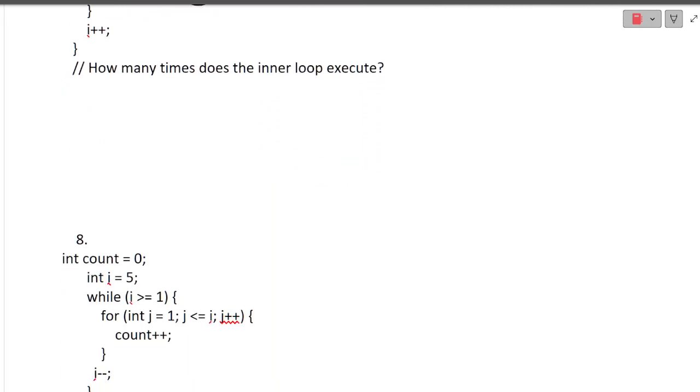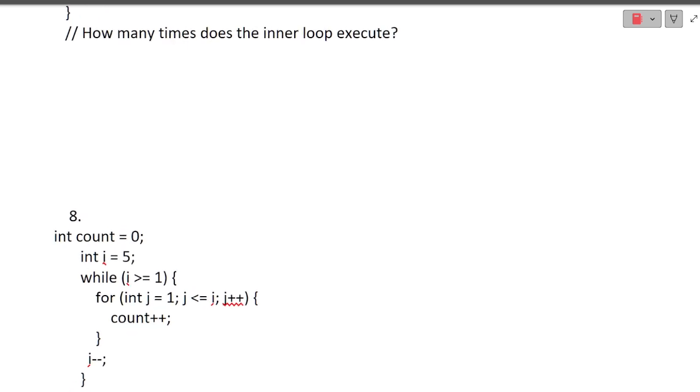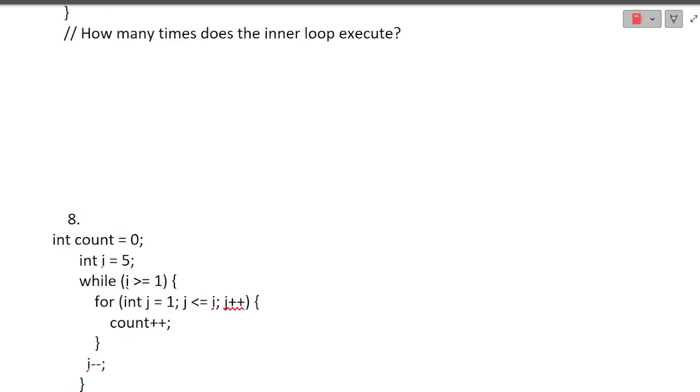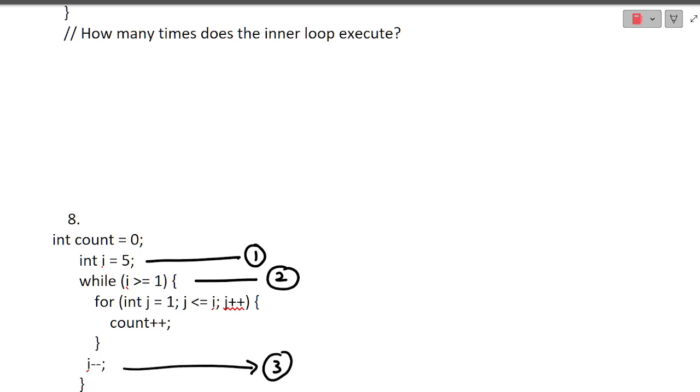Now I have brought a combination of a for loop and a while loop. You need to follow the same thing, just do not be so confused. This is my outer loop 1, this is 2, and this is 3. As I can see, my outer loop has started from 5 and it will reach till 1: 5, 4, 3, 2 and 1. See, very beautifully I am writing this down, right?